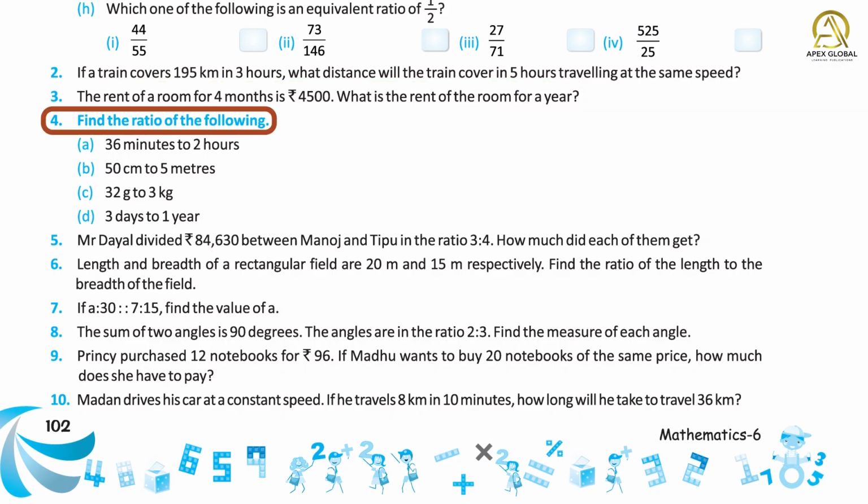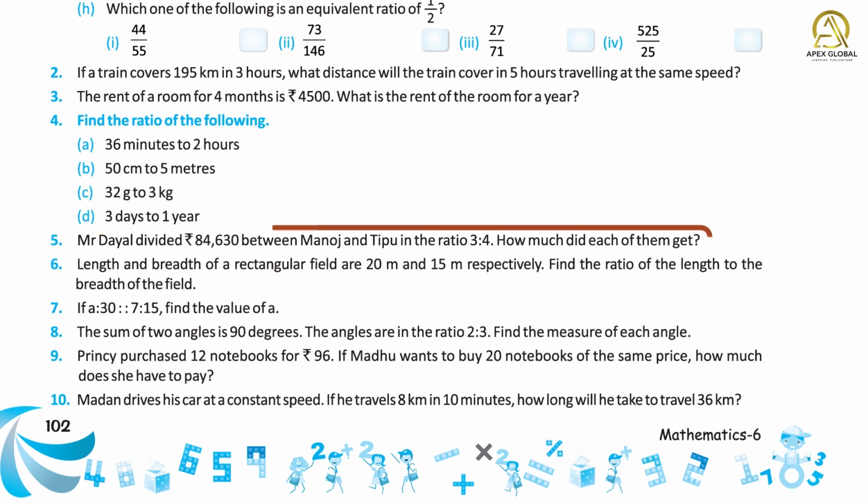Question 4. Find the ratio of the following. A. 36 minutes to 2 hours. Solution: 3:10. B. 50 centimeters to 5 meters. Solution: 1:10. C. 32 grams to 3 kilograms. Solution: 4:375. D. 3 days to 1 year. Solution: 3:365.